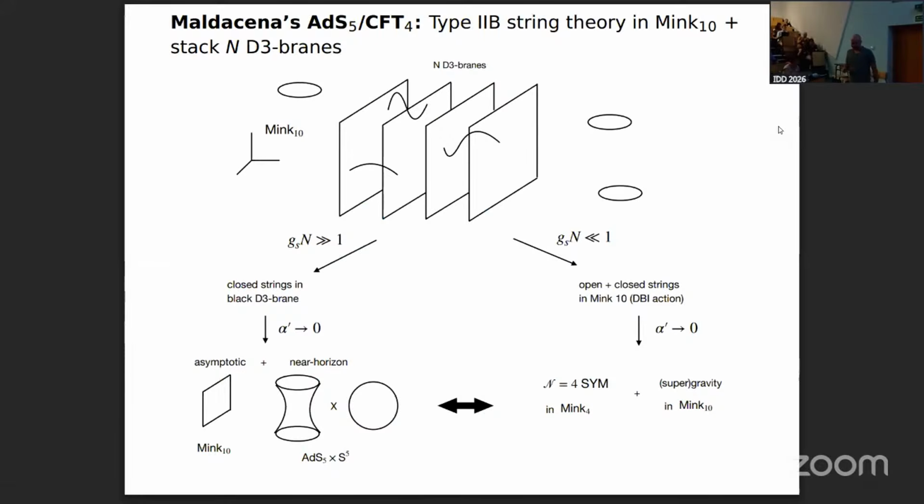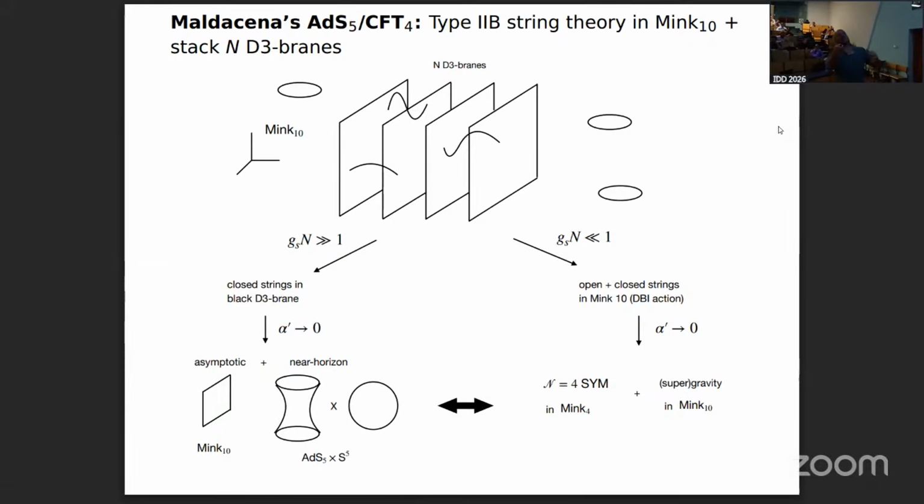So let me first give you some introductory material. The Maldacena AdS/CFT is based on some brane construction, which will be useful later. The idea is that you take type IIB string theory in flat spacetime. You add a stack of N D3 branes. Here you can have open strings that stretch between the branes, or you can also have closed strings. This system you can analyze from two different regimes. One is the strong coupling regime, where the system is dominated by closed strings that probe a black D3 brane geometry. On the other one, the weak coupling regime, the system is well approximated by open and closed strings described by the DBI action in 10-dimensional Minkowski spacetime.